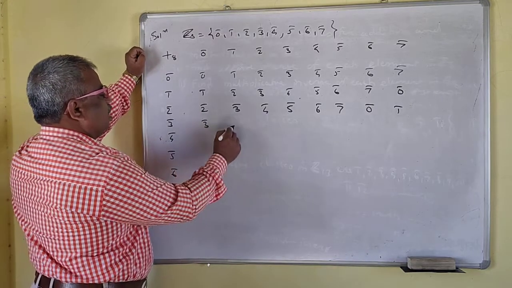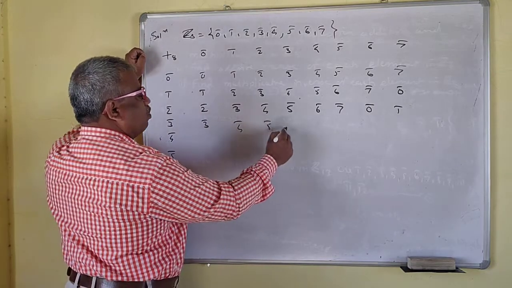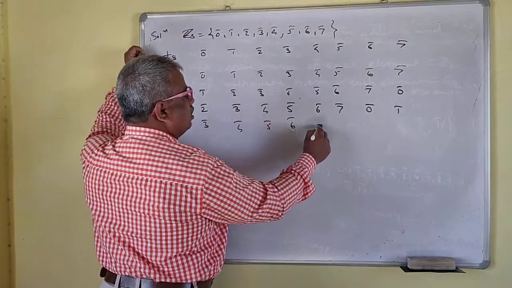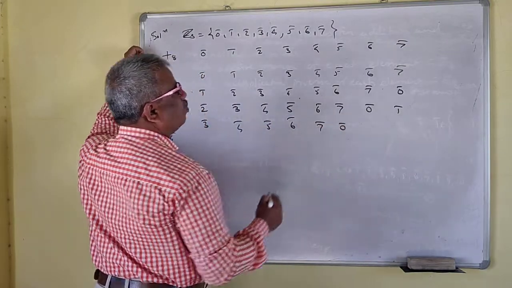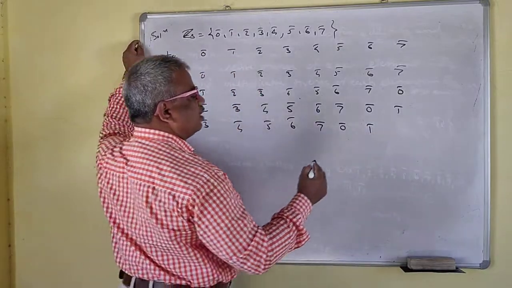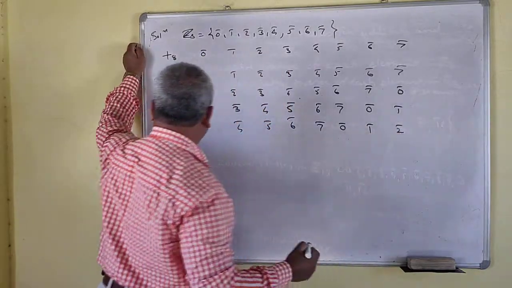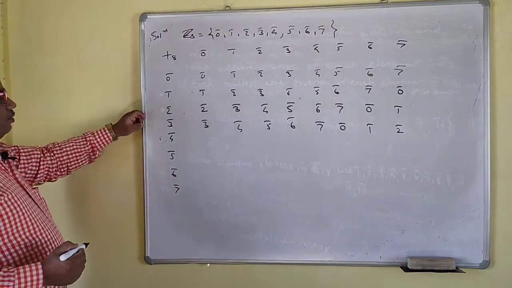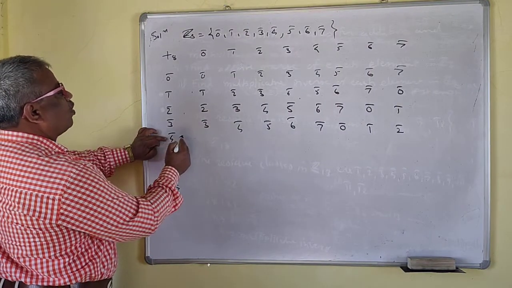So this is 3 bar. 4 bar. 5 bar. 6 bar. 7 bar. 8 bar means 0 bar. 9 bar means 1 bar. 10 bar means 2 bar. Okay. Now 4 bar.